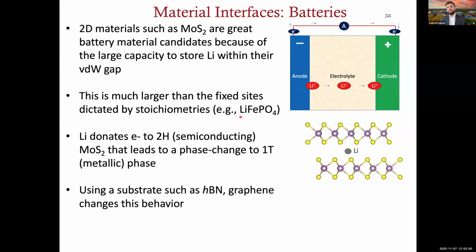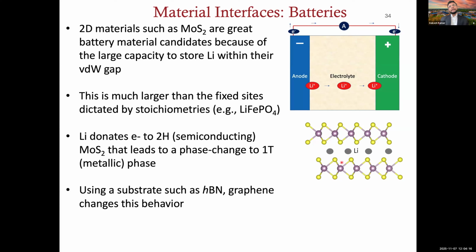If you think of a traditional cathode, such as lithium iron phosphate, they have stoichiometries dictating how much lithium you can really pack in. It's as simple as that. Whereas when you have something like a 2D material, you have these amazing endless spaces, these gaps where you can store lithium, which improves the theoretical capacity for the batteries enormously.